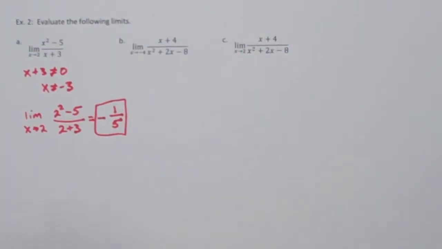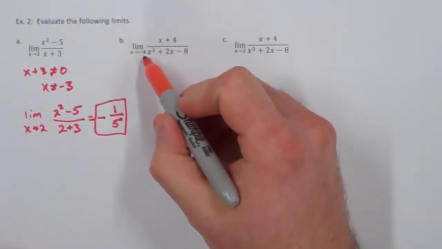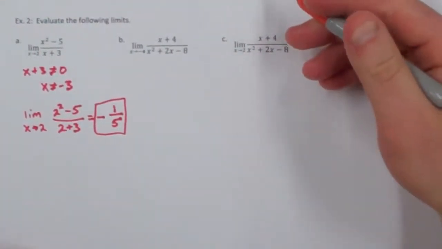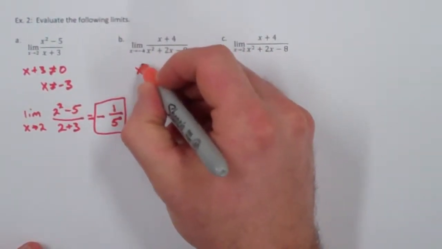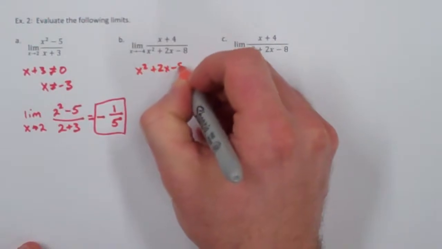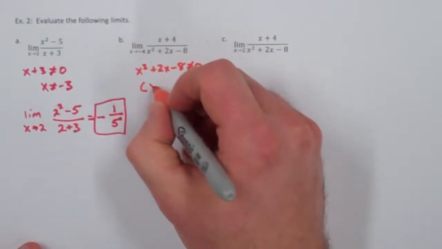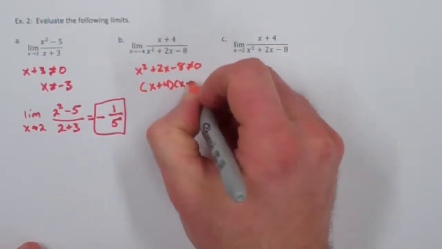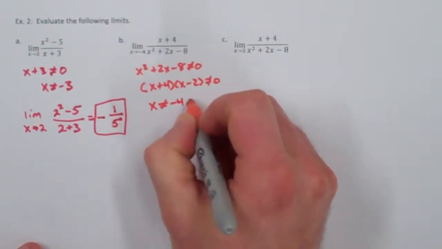The next one, we're asked to evaluate this function for a value of negative 4. Excuse me, we're not asked to evaluate this function at negative 4. We're asked to find the limit as x approaches negative 4. Let's see if we can use direct substitution or evaluation here with this one. If we take a look at the bottom, we know that x squared plus 2x minus 8 cannot be 0. Solving this, we could factor. x plus 4, x minus 2 cannot be 0. So x cannot be negative 4 or 2.